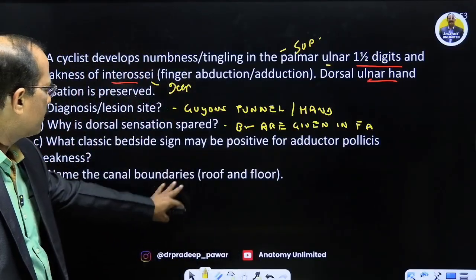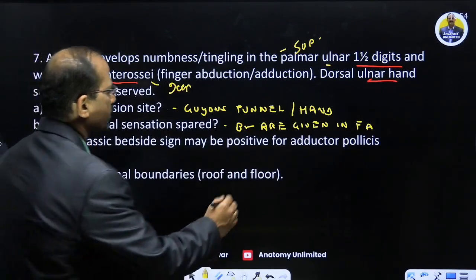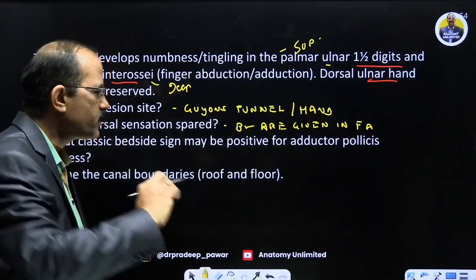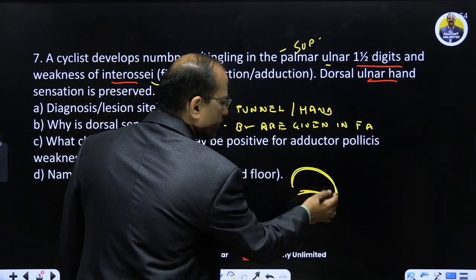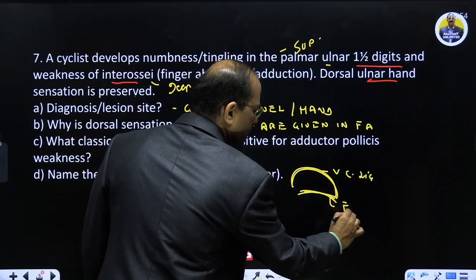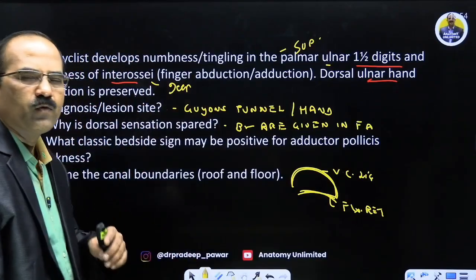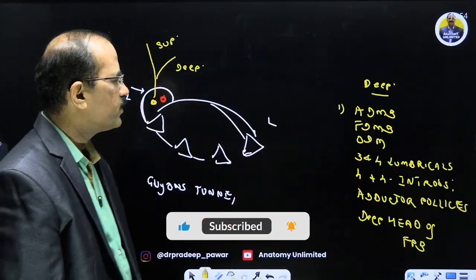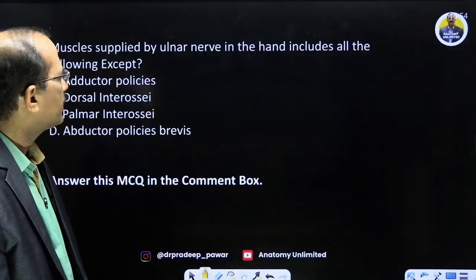And name the canal and its boundaries. So which canal are we talking about? Guyon's tunnel. What are the boundaries of Guyon's tunnel? It lies below the volar carpal ligament and above the flexor retinaculum. So this is the flexor retinaculum, and what's this? The volar carpal ligament. So what is that? Guyon's tunnel. Fine students, I hope this is clear to all of you. So this is how you correlate.